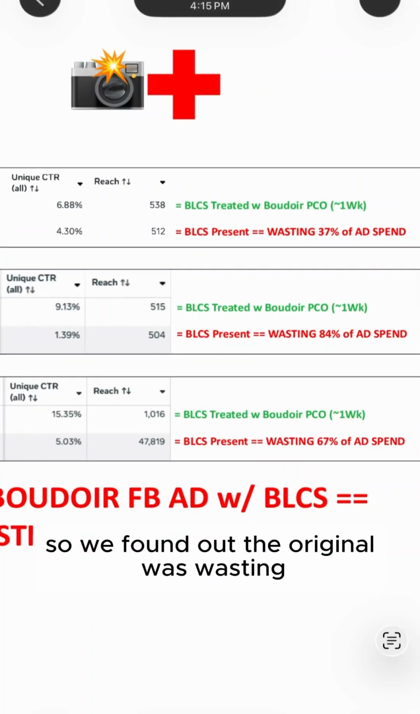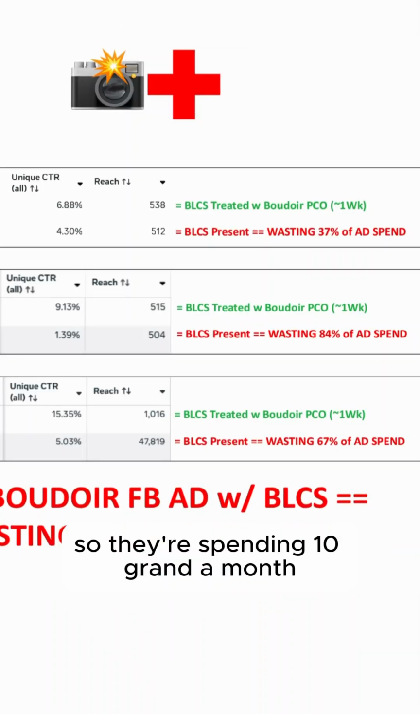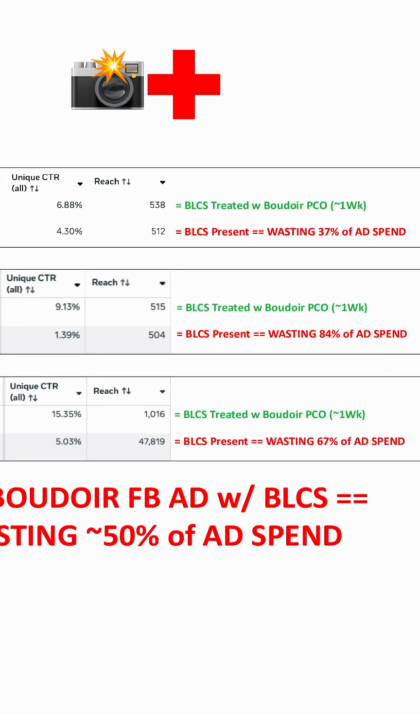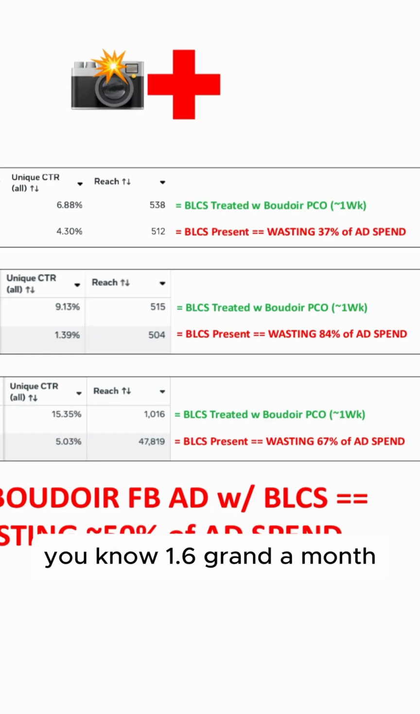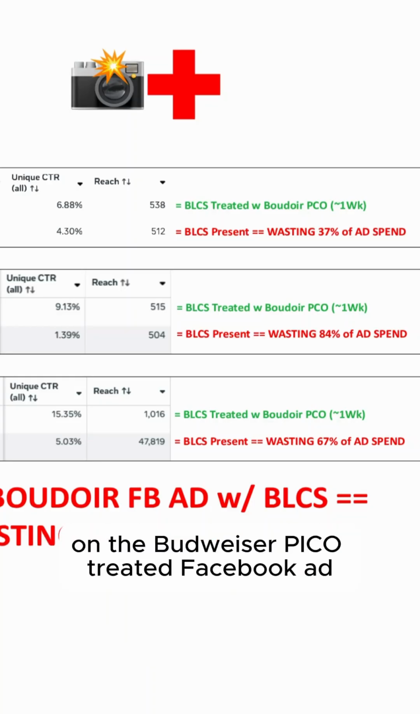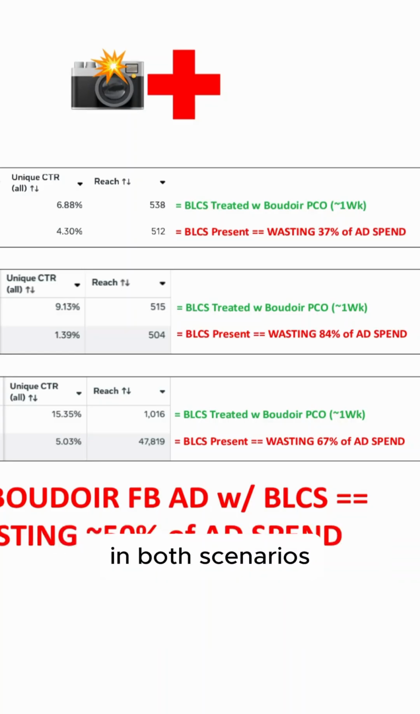So we found out the original was wasting 84% of its ad spend. So they spent 10 grand a month on the original Boudoir Facebook ad. Now they only need to spend $1,600, 1.6 grand a month, on the Boudoir Pico treated Facebook ad to get their ad into the same number of women's brains in both scenarios.